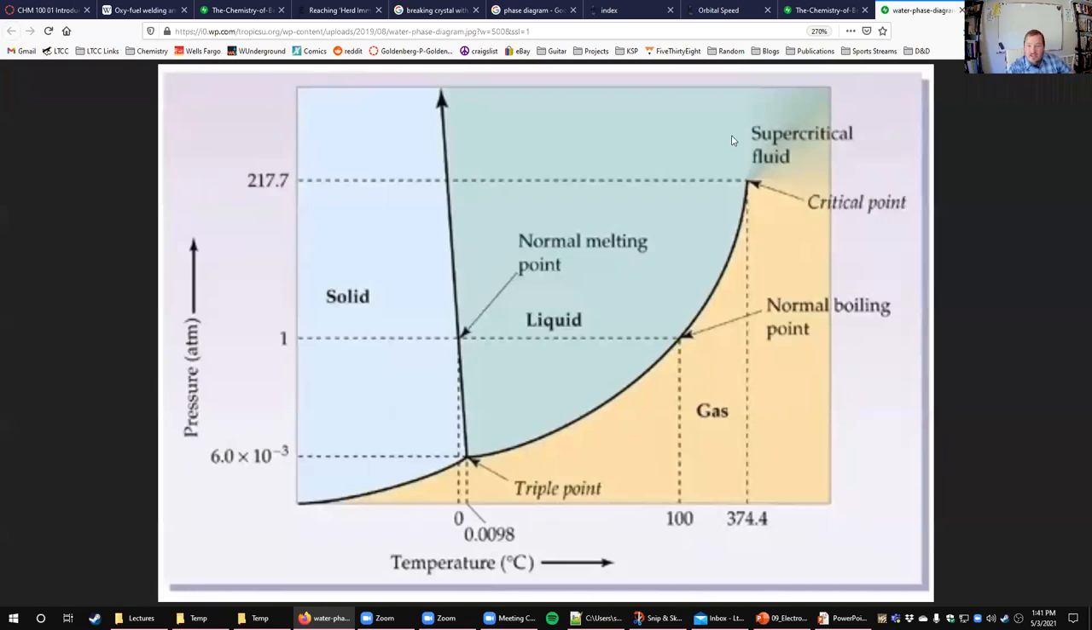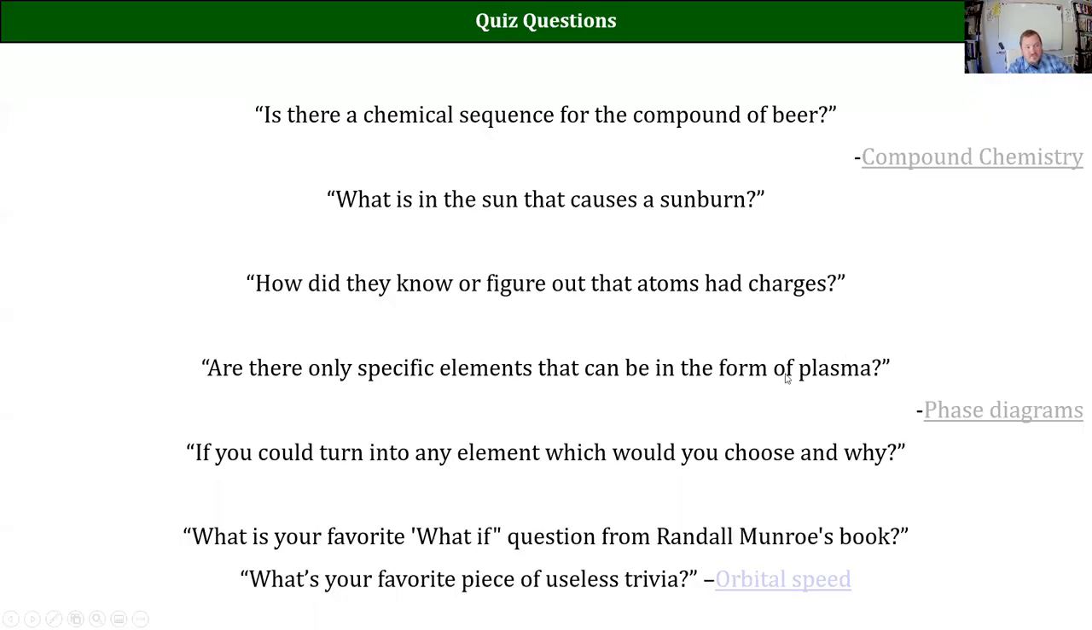So every substance can become a plasma, and plasmas wind up having certain very distinct properties. The sun, for instance, is not actually a gas. It's not a ball of gas. It's actually a ball of plasma, because the pressure and the gravity pulling all of that mass into the middle is so great that you have this supercritical fluid instead of a true gas. So the question was, are there only specific elements? Absolutely not. Just like every compound can be in liquid, solid, or gas, depending on the conditions, every substance can also go to that fourth phase, that supercritical fluid phase, if it's hot enough and the pressure is high enough.